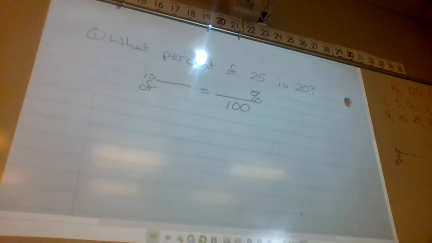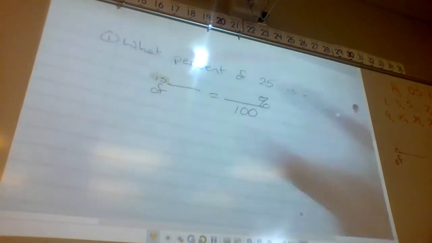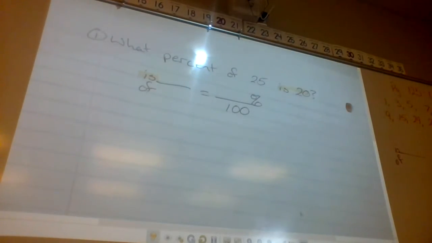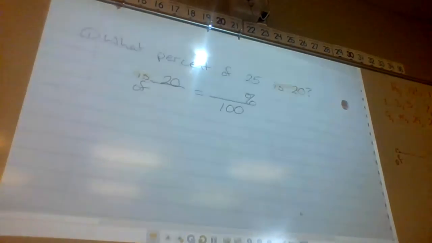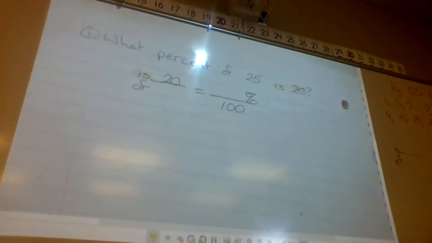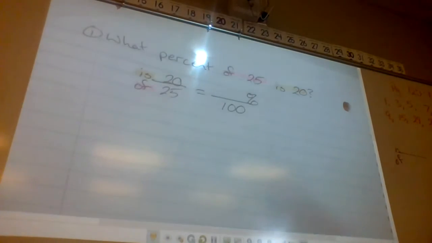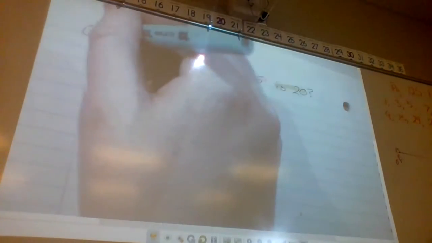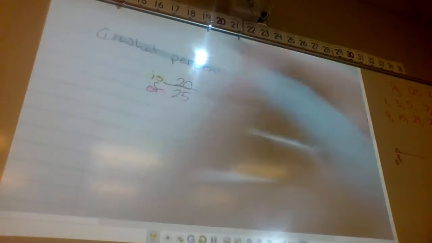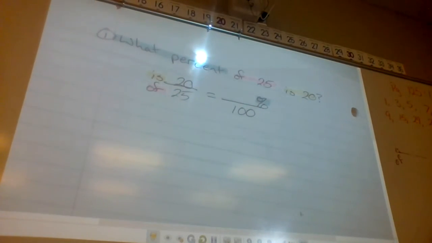The answer is 8%, not 8. Alright, where do the numbers go? What's the is? Is 20. What's the of? 25. So what's the percent? X. If we don't know what it is, we put an X. We will solve that as soon as we get back.